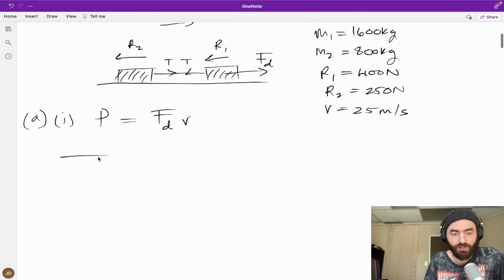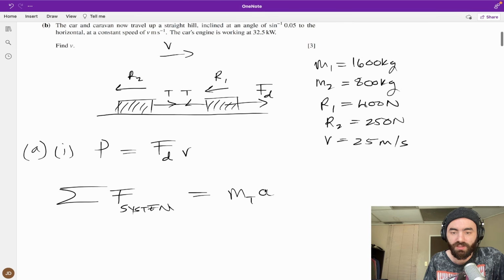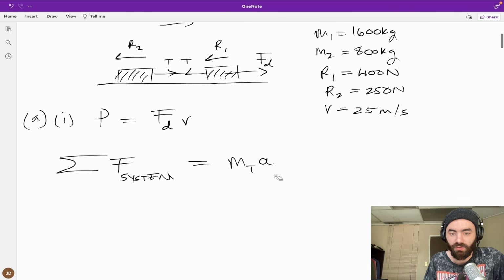Right? You can use Newton's second law. Sum of the forces for this whole system, we'd say that equals the total mass of the system times the acceleration of the system, but because the system is moving at a constant speed, it's not accelerating at all. So this is going to be 0, so this will all equal 0.